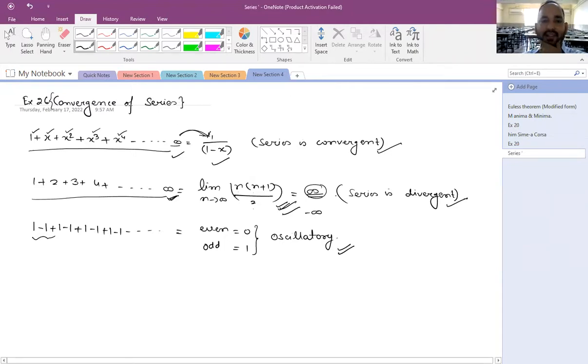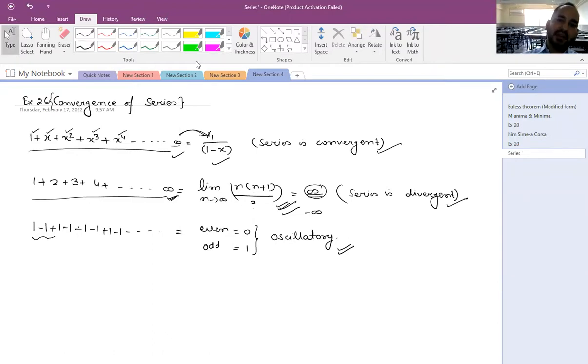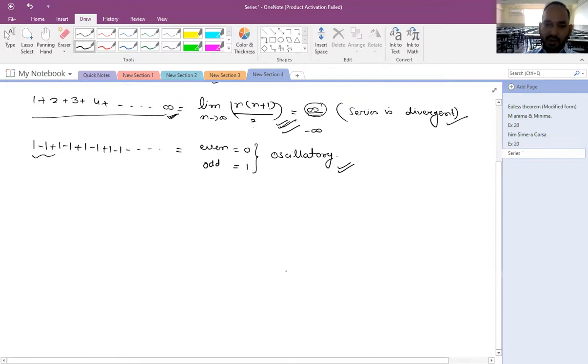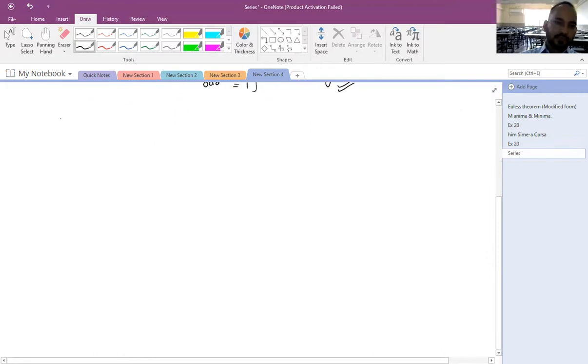There are some tests which, if a series follows them, then we can say it is convergent or divergent. So the first test is called D'Alembert ratio test.